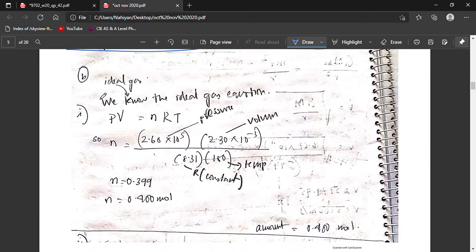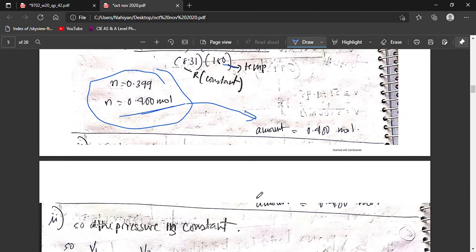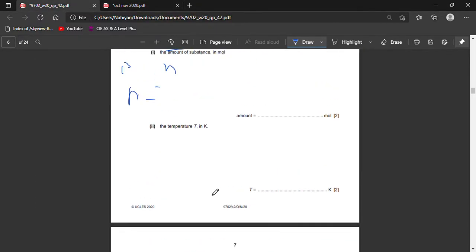We know the ideal gas equation is PV = nRT, and when you make n the subject and substitute the pressure, the volume, the temperature, and R, you get the mole value as this. It's pretty simple. So moving on, the temperature.